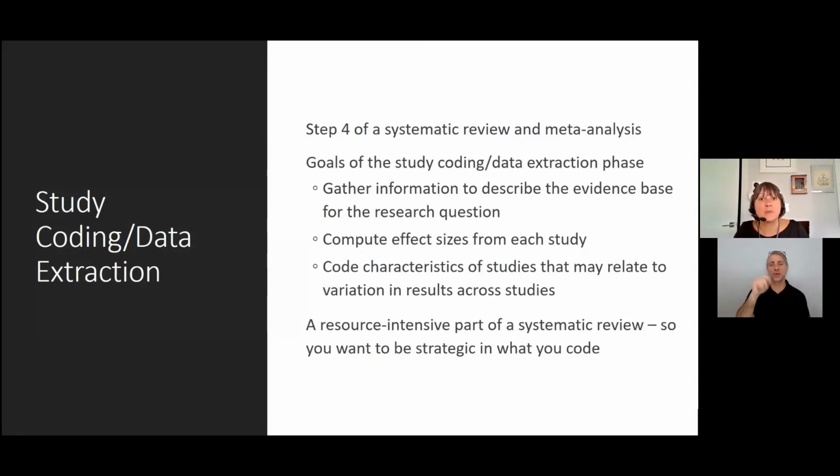One of the reasons why we do this is just to gather information to describe the evidence base for the research question. So when we're done with our systematic review, we want to be able to say there are this many studies that are relevant to this question. They are looking at this set of population, these are the participants, these are the settings that we're seeing things in, and so forth.